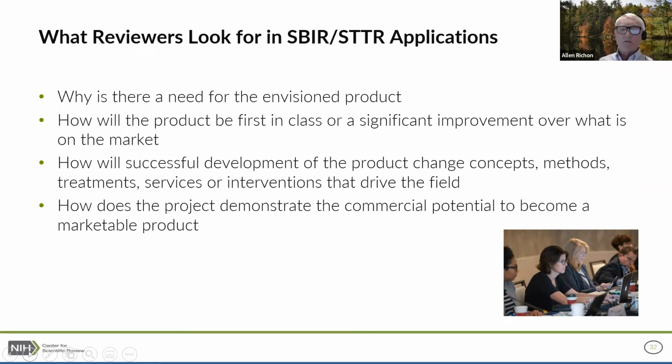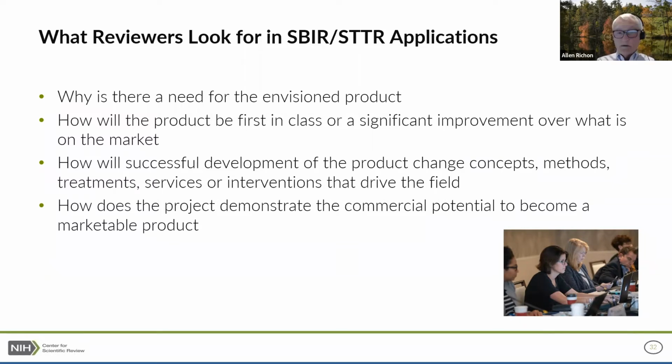And this is consistent no matter what type of application you're coming in with. So for a phase 1 application where you're doing a feasibility study, yes, you're generating data that you are going to use to continue the development. But in that application, you've got to convince the reviewers that there is something there that's a nugget that will develop into something interesting and useful as a product later on.